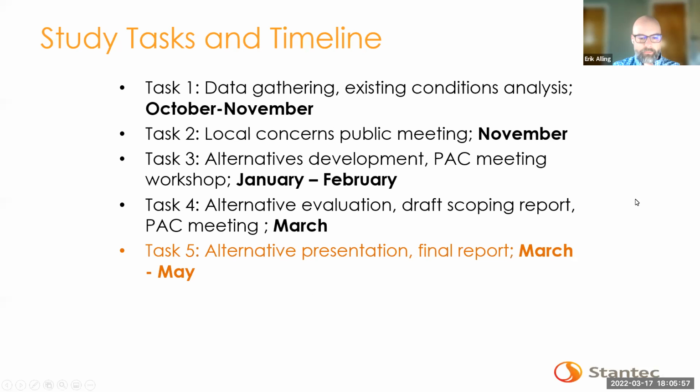So a timeline of where we've been so far. We started back in October and November, where we collected existing conditions data, had a local concerns meeting in November where we got some feedback on the project areas from the public, took that feedback and used it to develop some alternatives and begin the draft scoping report. There's been a lot of team meetings in between, and now finally we're here to present the alternatives that we've developed.